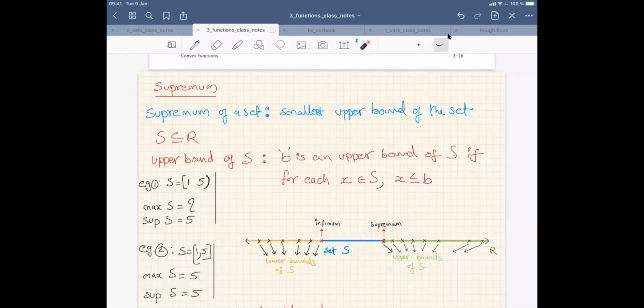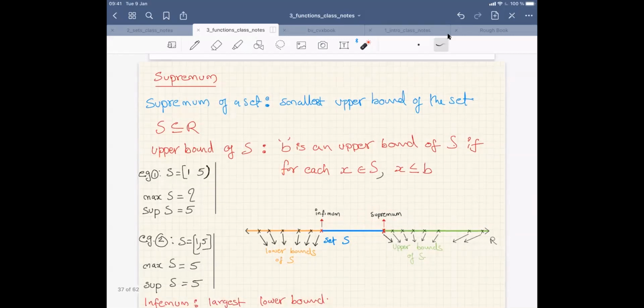Similarly, we have a concept infimum. It's just the reverse. So you go for lower bounds. So these are the lower bounds, right? Because if you pick any point here, that will be greater than this. Now you pick the largest lower bound. So that will be this guy. So these are the concepts of infimum and supremum.